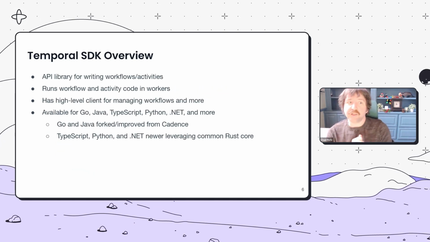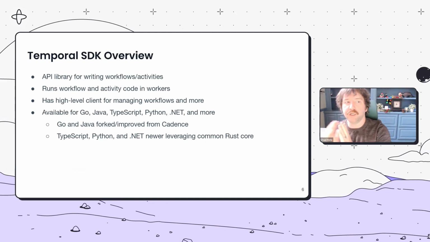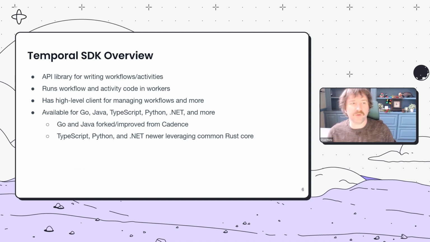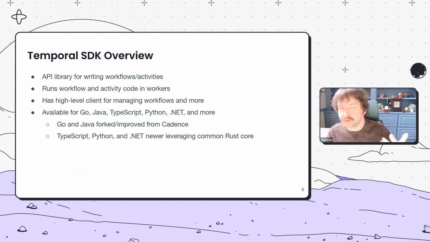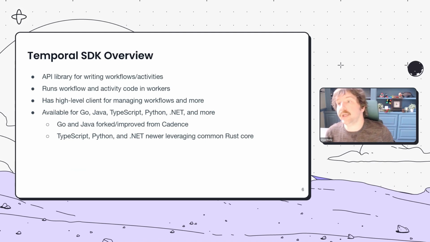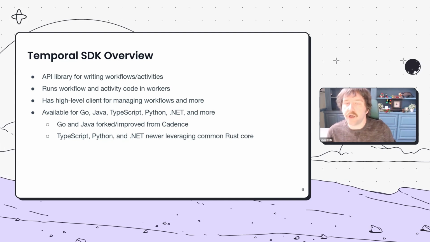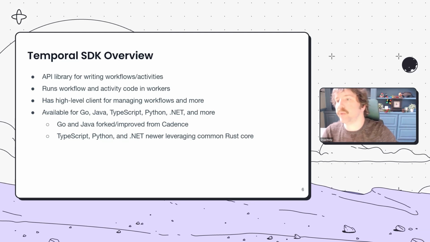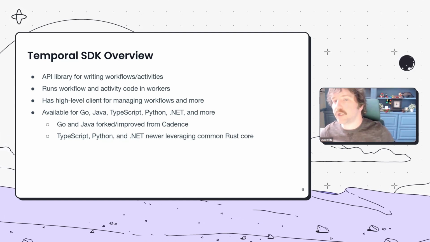So what are the SDKs? Well, the SDKs are libraries written in several popular languages that allow you to write your own workflows and activities and make them durable. And so we have primary SDKs in Go, Java or other JVM languages, TypeScript, Node.js, Python, and now .NET. The Go and Java SDKs are our oldest and have been around longer, but the newer SDKs in TypeScript, Python, and .NET all leverage a common Rust core.